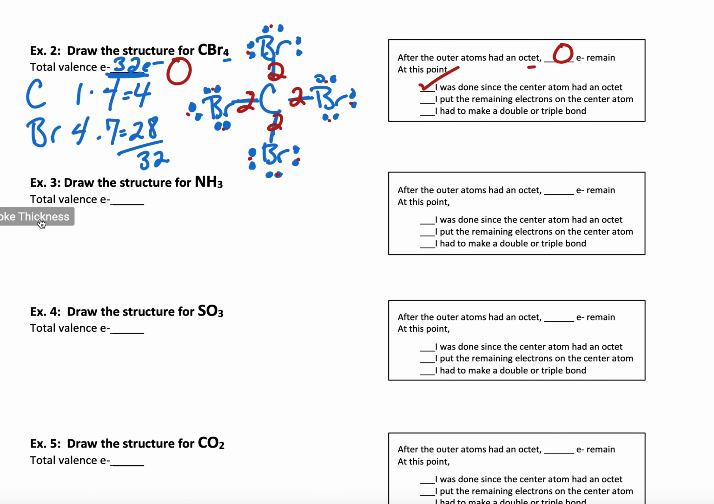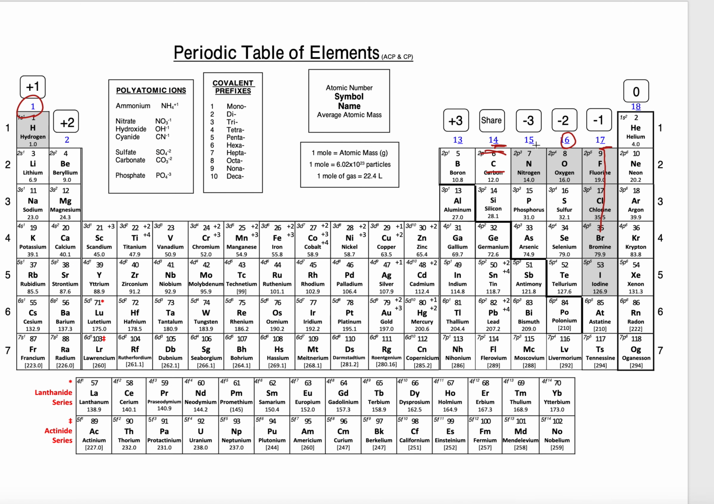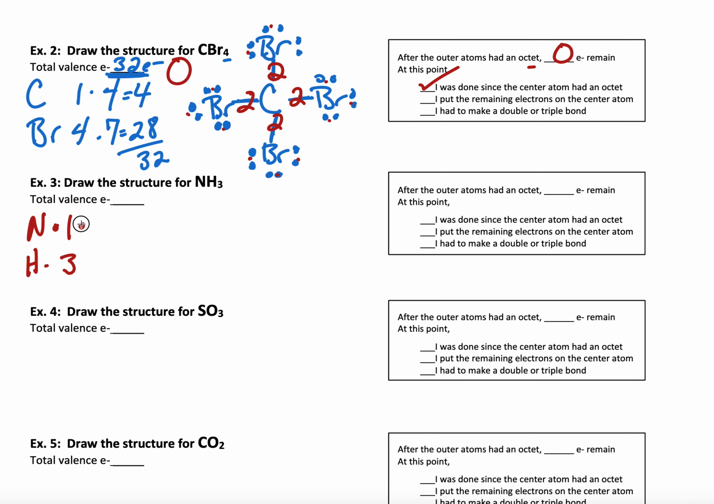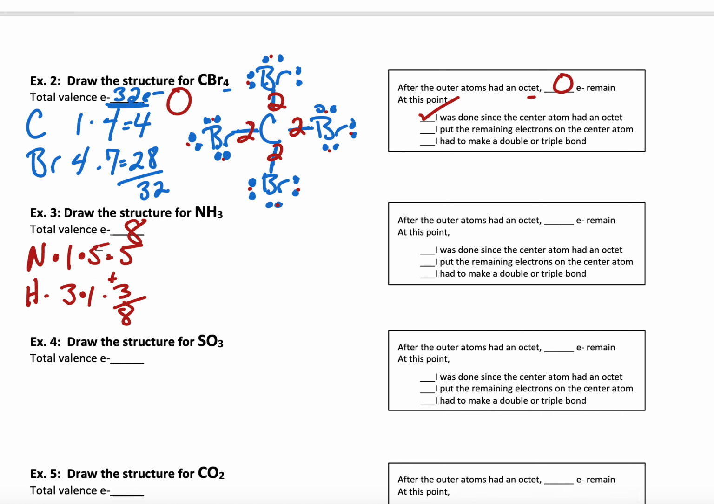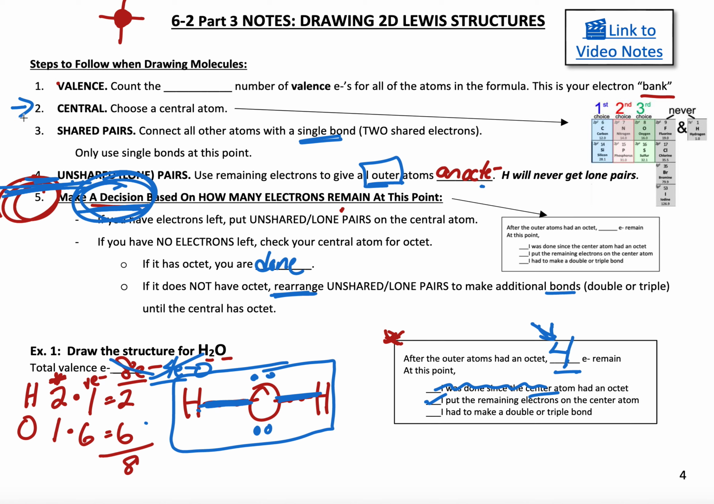All right, let's do the next one real quick. We got NH3. So we write down N and H. There's 1 nitrogen in the formula. There's 3 hydrogens. Use your handy dandy periodic table to figure out how many valence electrons in nitrogen. It's in group 15, so there's 5. Hydrogen's easy, it's 1. So nitrogen has 5. 1 times 5 is 5. Hydrogen's got 1. 3 times 1 is 3. 5 plus 3 is 8. They have 8 total.